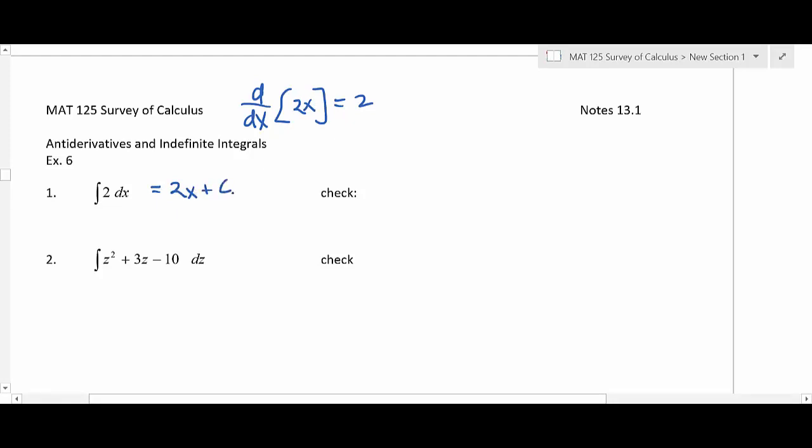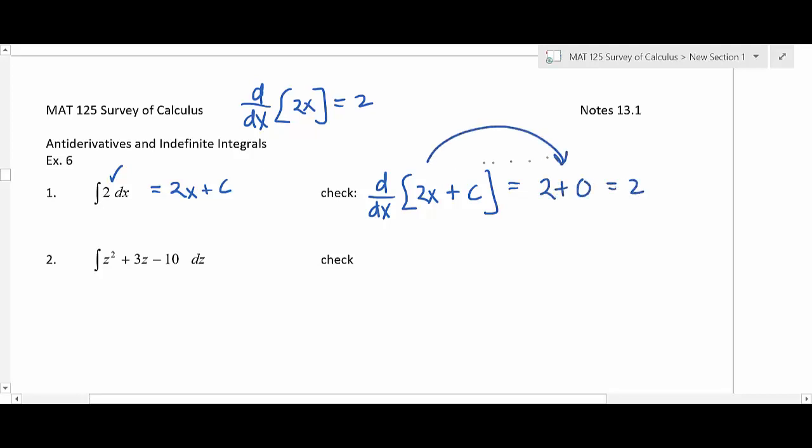Now, if you check it, you would do the derivative of the answer. And what are you hoping you will get? 2. So is that right? Yep. You do the derivative of 2x, you get 2. You do the derivative of c, you get 0. Therefore, you get 2.